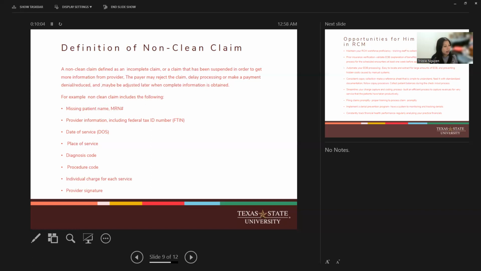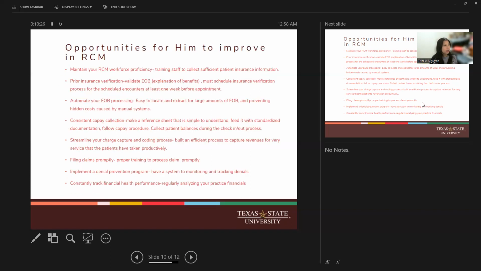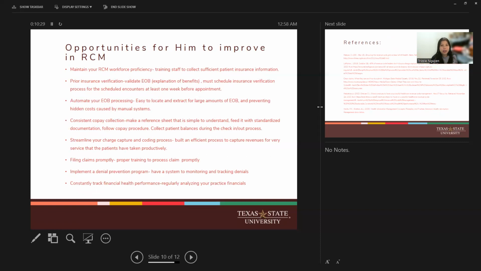And finally, I would like to address the opportunity for HIM in the revenue cycle. Hospitals and healthcare practices depend on revenue cycle management for their overall financial health. Therefore, it's very imperative to make sure that we overcome any issue that can hinder the workflow. So what other opportunities do we have for HIM to improve in RCM?